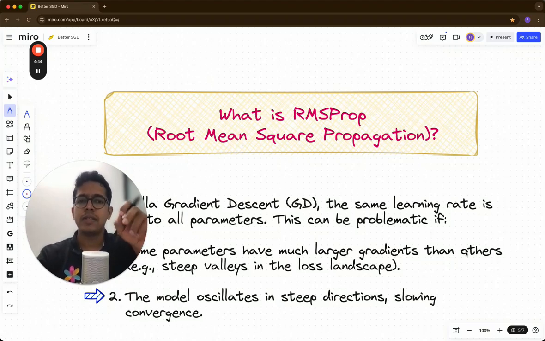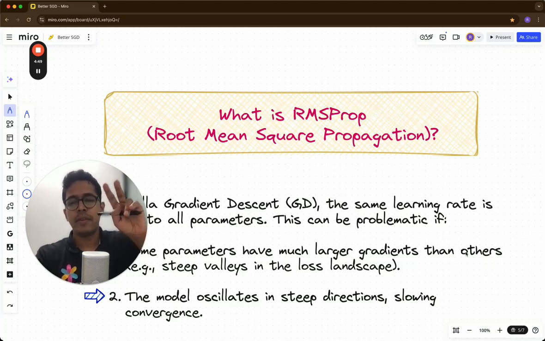I wanted to teach RMSprop so that you can understand two different ways in which you can deal with step sizes. In the previous lecture on momentum gradient descent, we were using a constant value of learning rate, and then we were changing the step size by using a term called velocity. So the velocity term replaced the term which was the gradient itself.